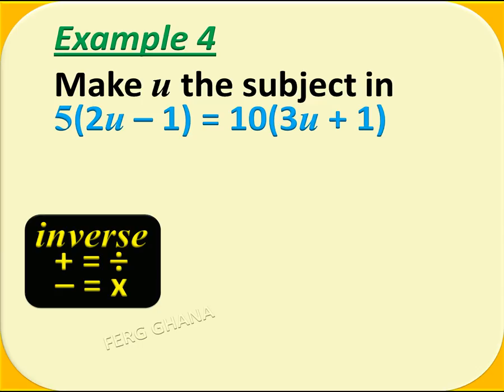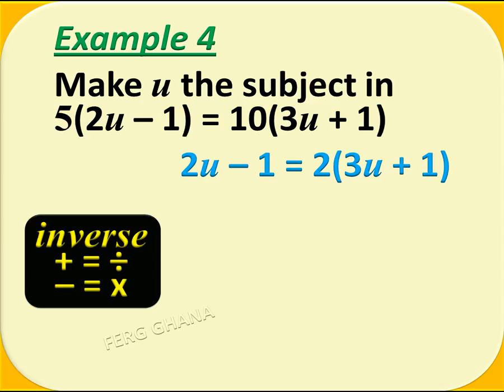First, we have to divide both sides by 5, and 5 goes into 10, 2 times, so removing the first bracket, we write down 2u - 1 = 2(3u + 1). Removing the second bracket, we have 2 times 3u, giving us 6u, and 2 times 1, also giving us 2. So we put down 2u - 1 = 6u + 2.